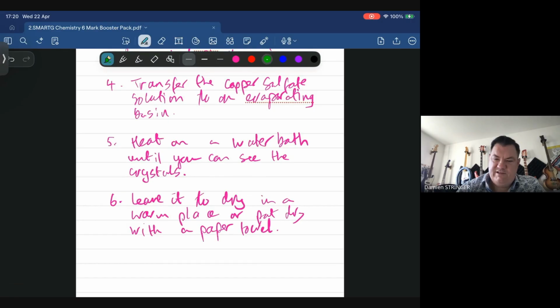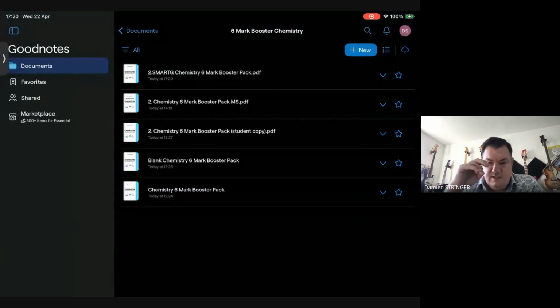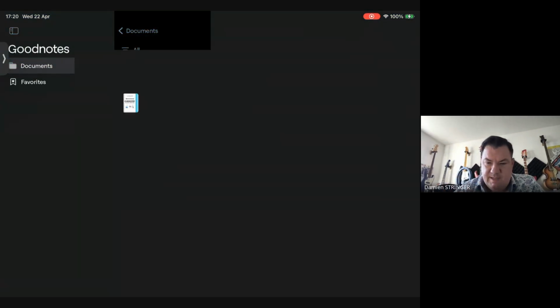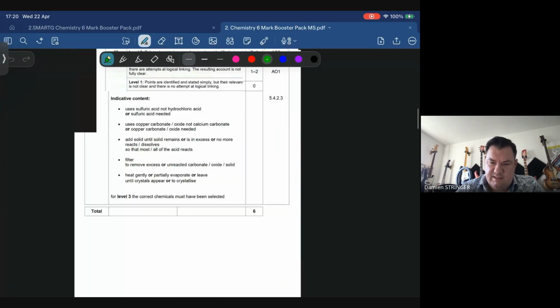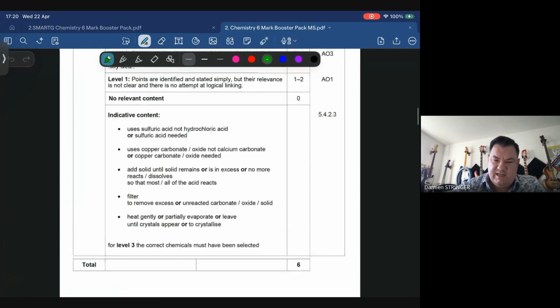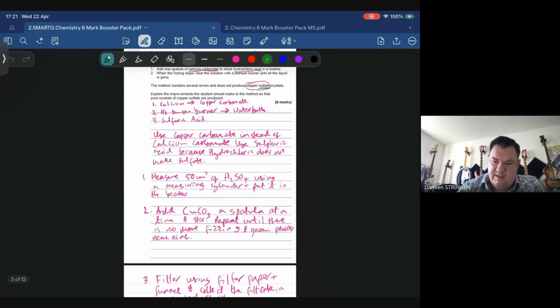Now, I'm interested to know how many that is because I have not looked at the mark scheme for that, so we will find out now. Where are we? Mark scheme. Nice and small. I love to be able to zoom in. Right. So use sulfuric acid and not hydrochloric acid. Have we said that? Yes, we have.